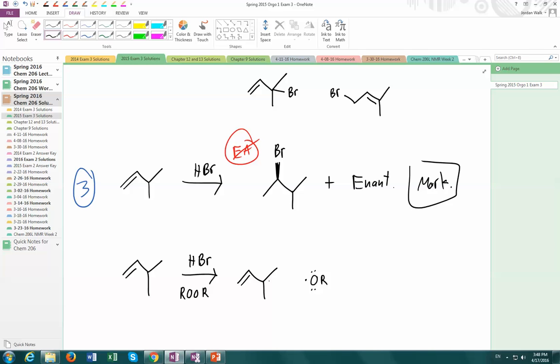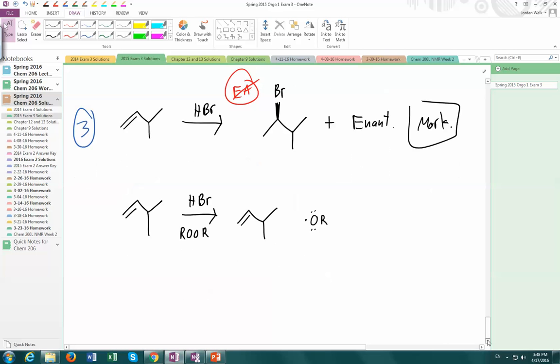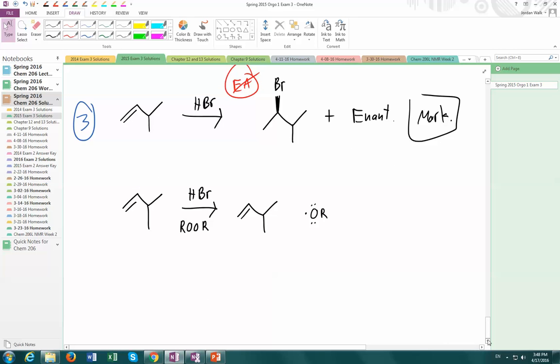Okay, so we have this OR radical, and so, geez, is this the right mechanism? So in this case, let's see. We have to extract an HBr. Yeah. So actually, what I think it is, we make our OR radical. So basically, let's just draw the mechanism so we're all fully up to speed on this.